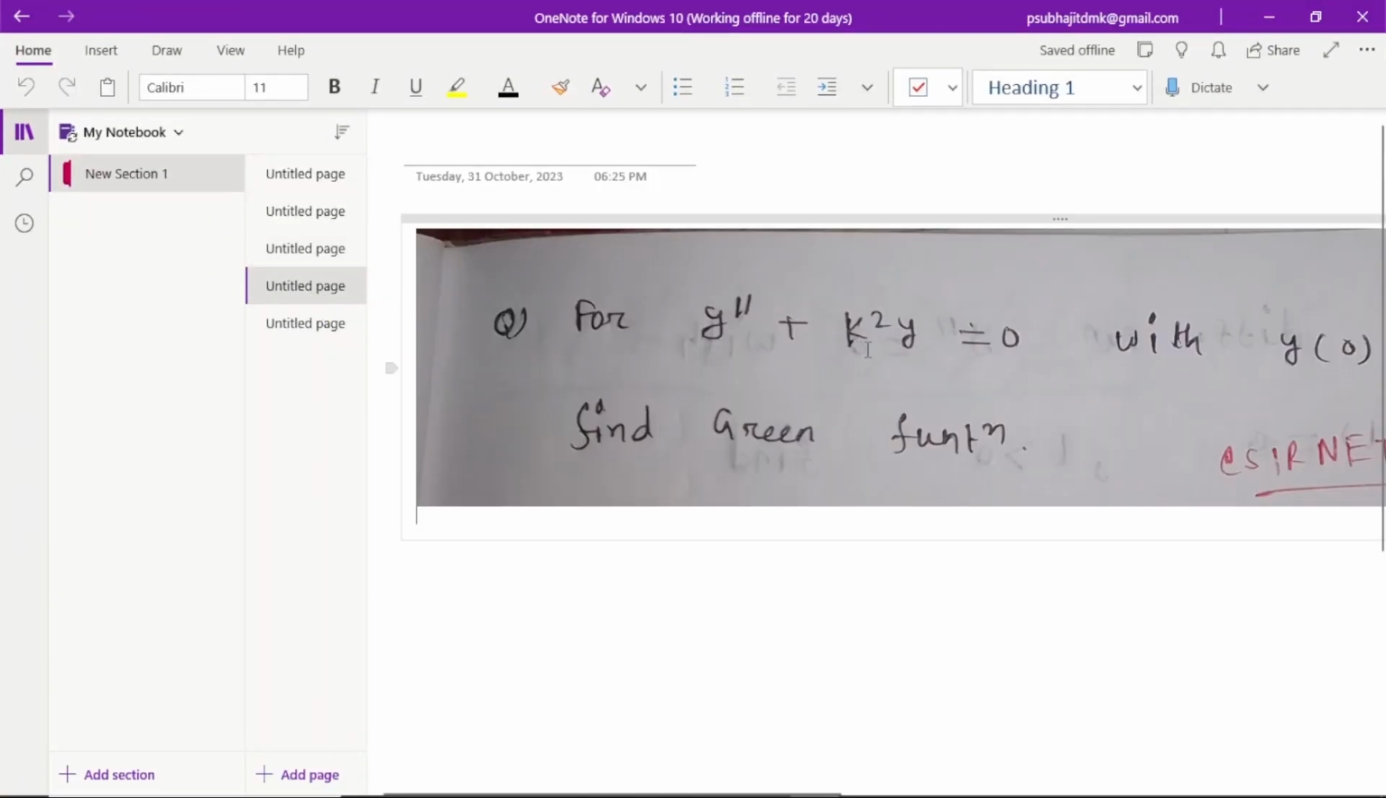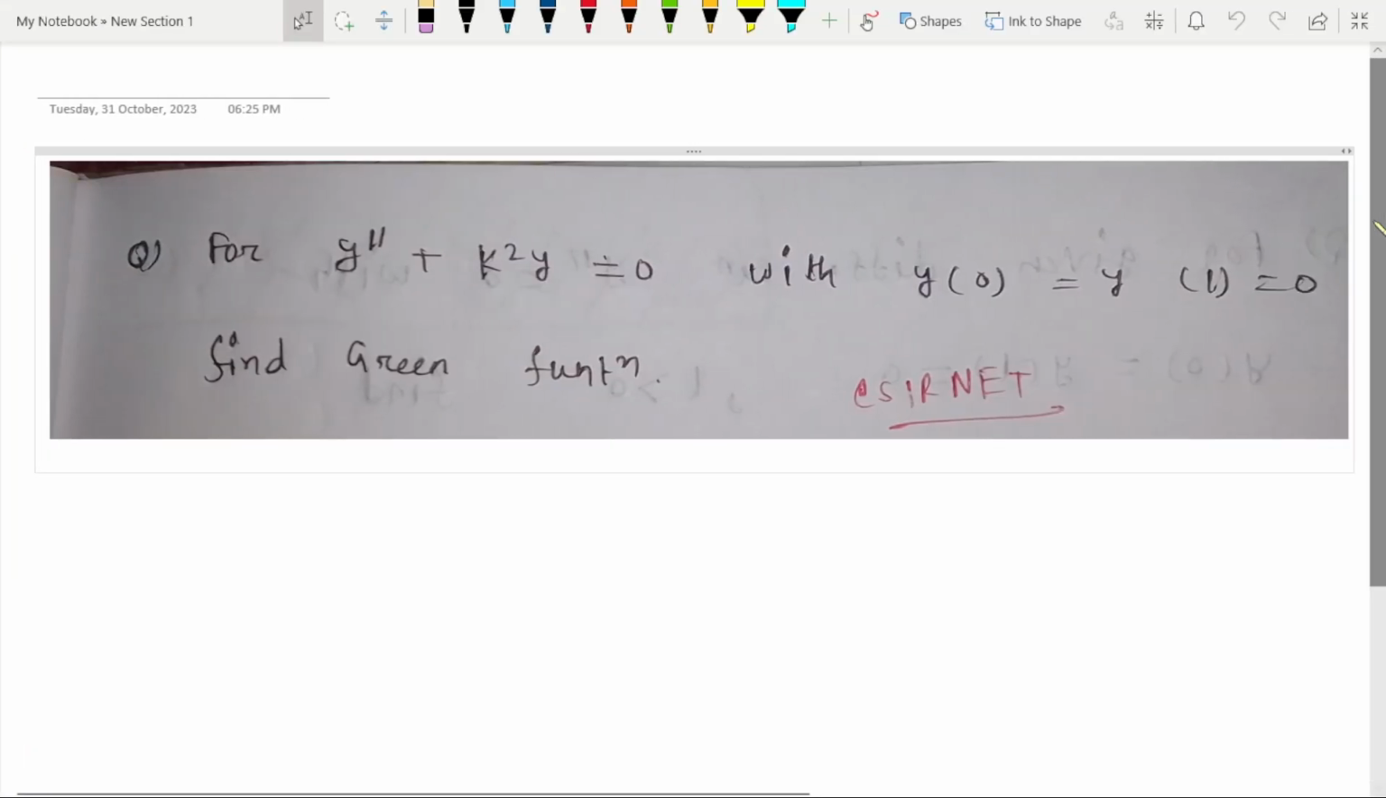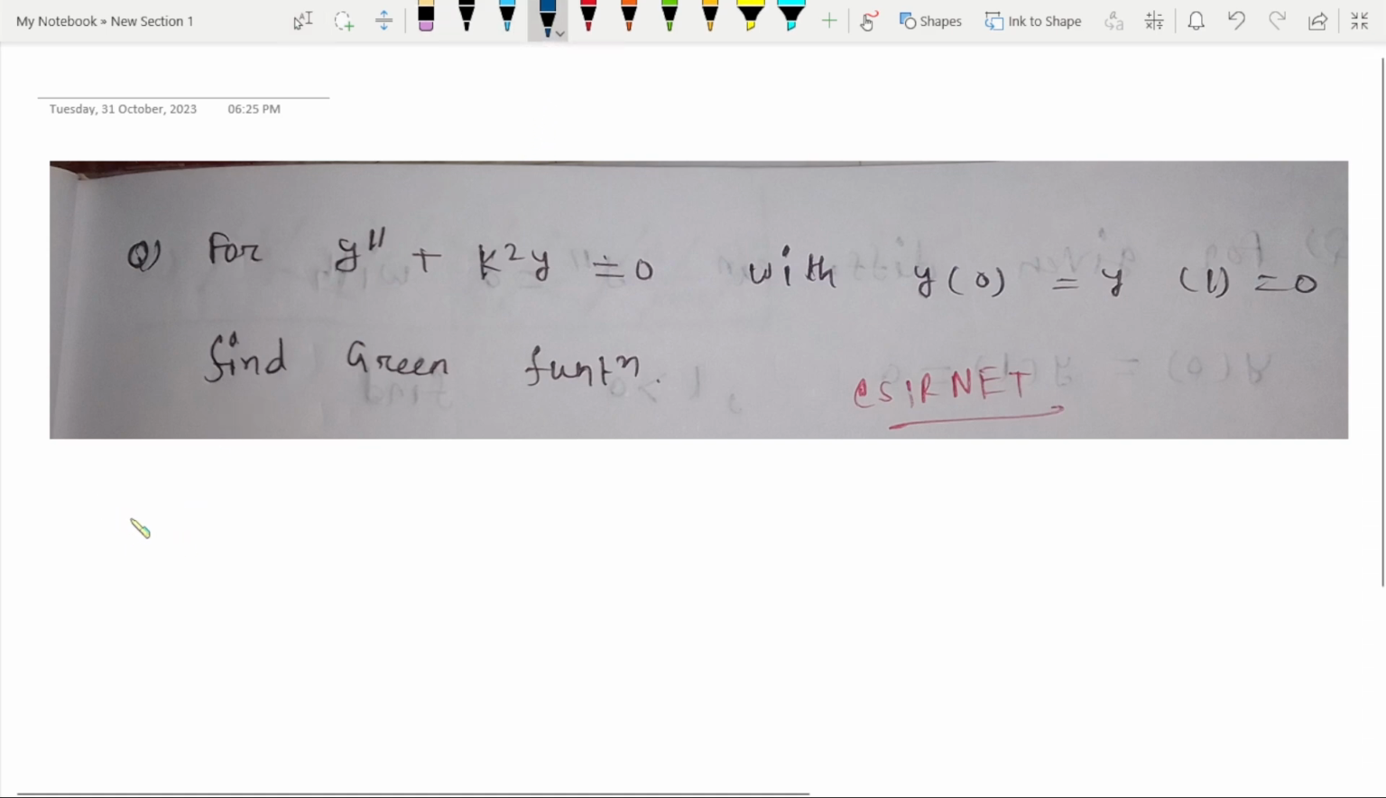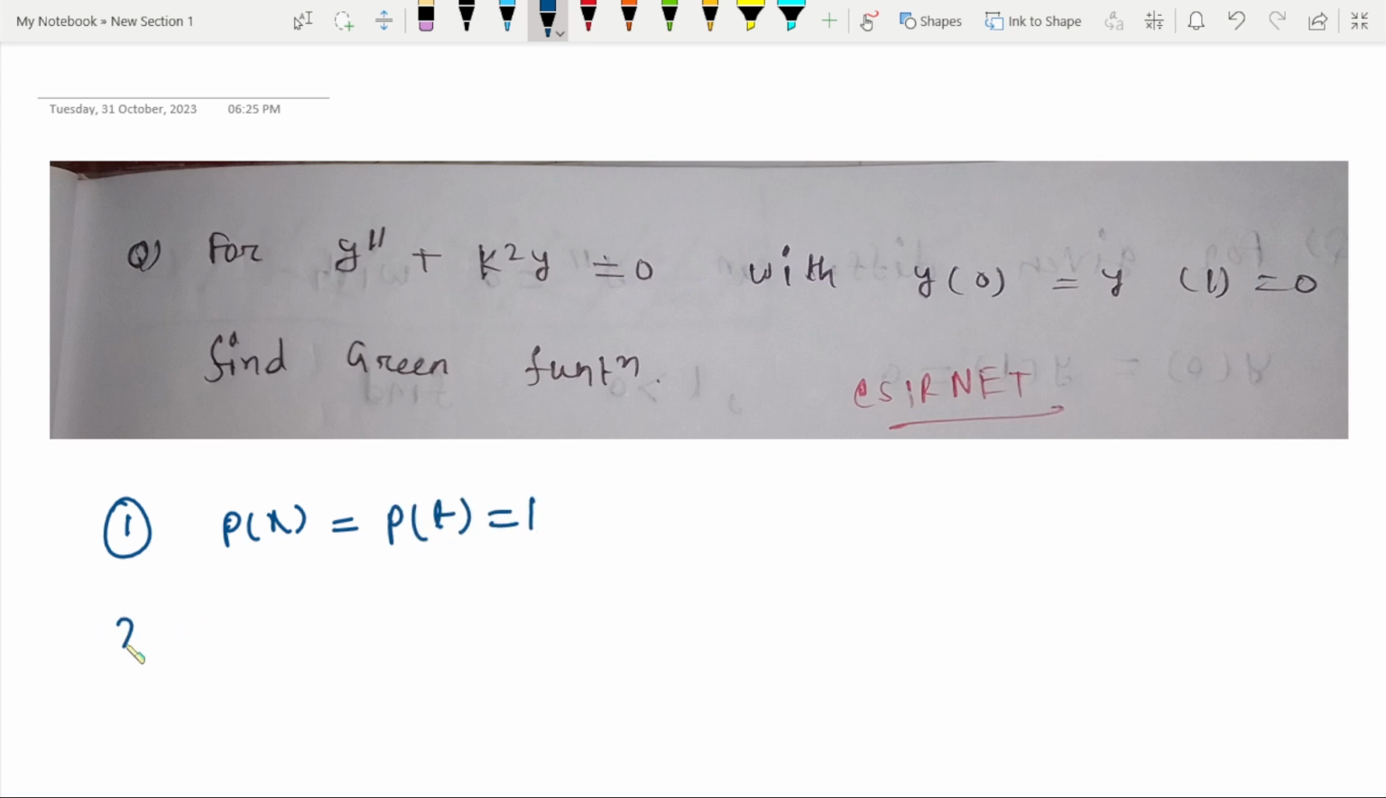Now our next question is again a differential equation given, and boundary conditions given. So what is our step 1? Step 1 is to find p(x) and p(t); p(x) and p(t) are again 1. Okay, step 2 is the auxiliary equation. The auxiliary equation should be m square plus k square is equal to 0. So m is equal to plus minus i k.